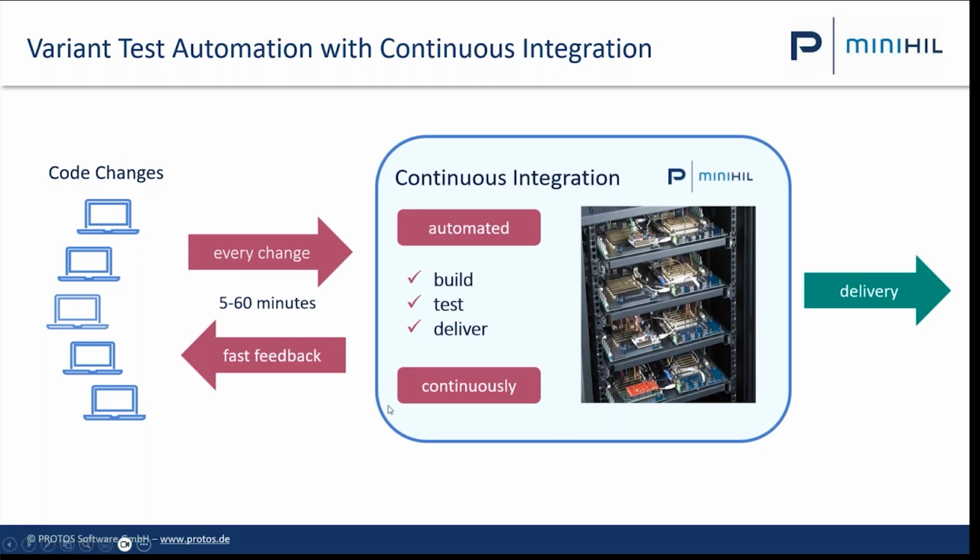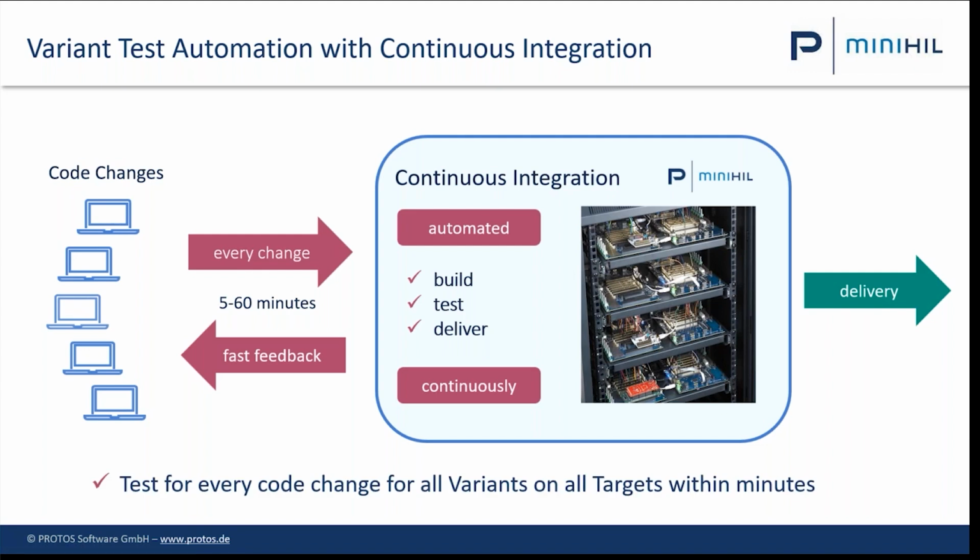So for example, every commit of every developer, no matter where he sits, is automatically built and tested for all the variants on those different mini-hill boards in the continuous integration server rack. So the same test works for Oryx, for ST processors, STM32, for example, and so on and so on. So that's the idea. Usually you do not run extensive variant tests on your desktop. So every code change for all the variants on all targets is tested within minutes or hours, depending on the application.